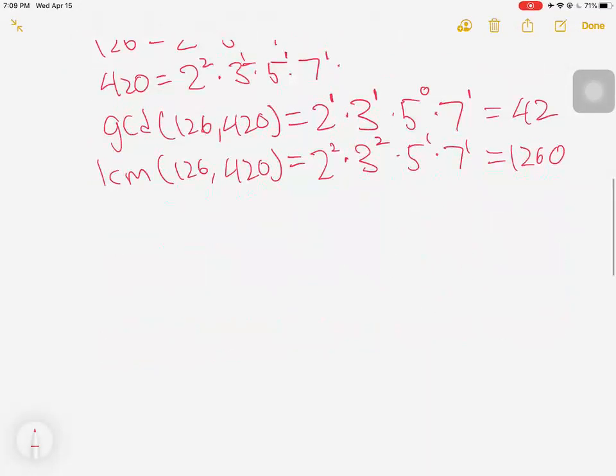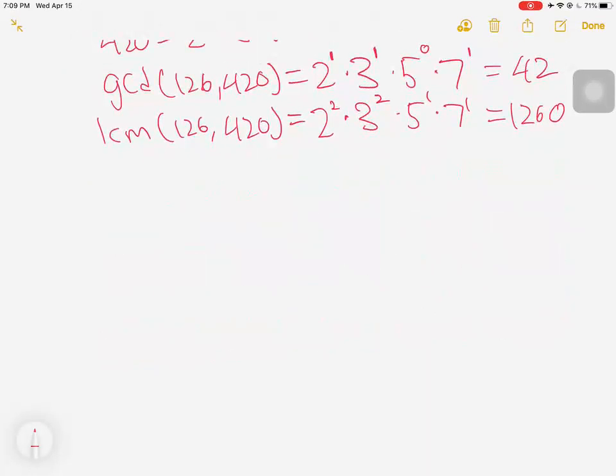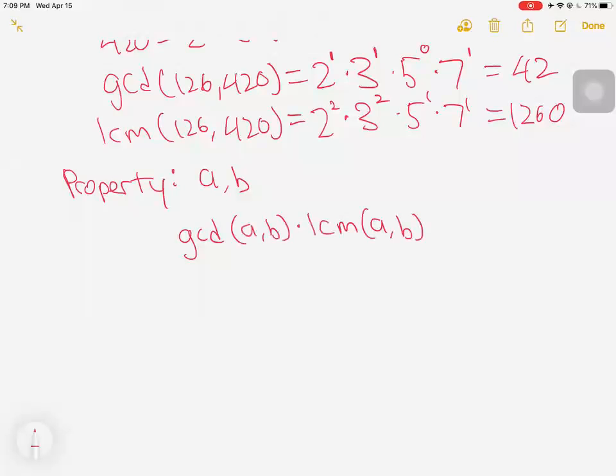There's another cool property that we can see of least common multiples and greatest common divisors. We have, of any two numbers A and B, integers of course, the greatest common divisor of A and B multiplied by the least common multiple of A and B is always equal to A times B.